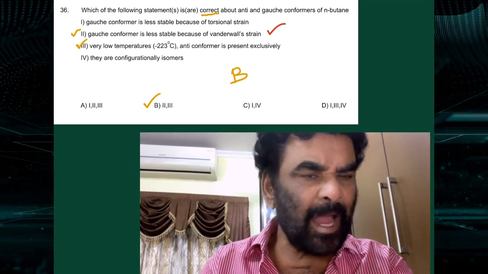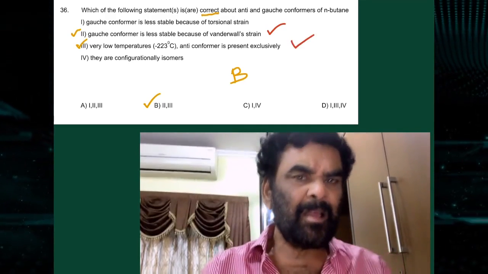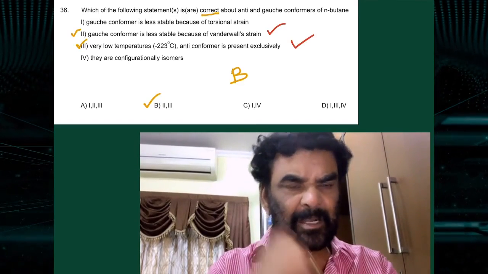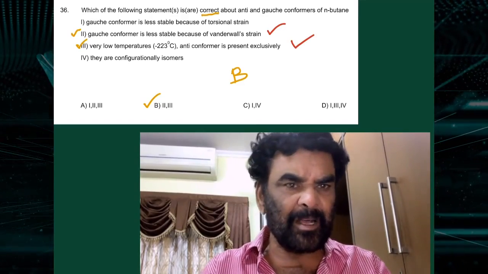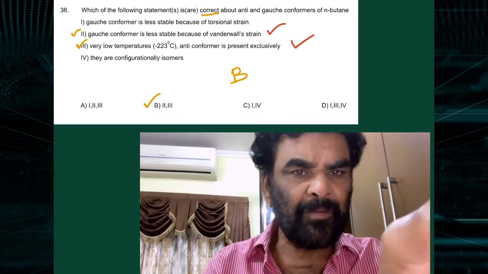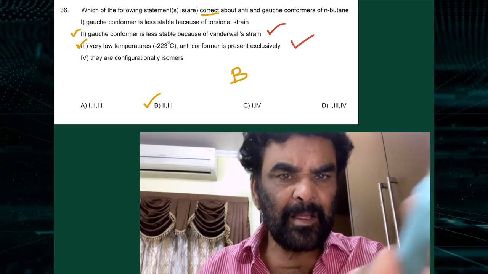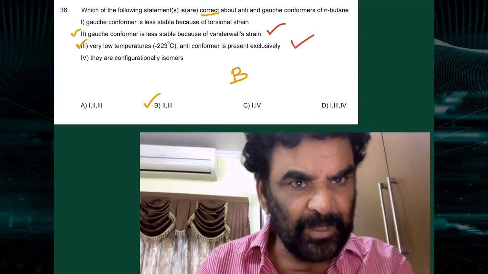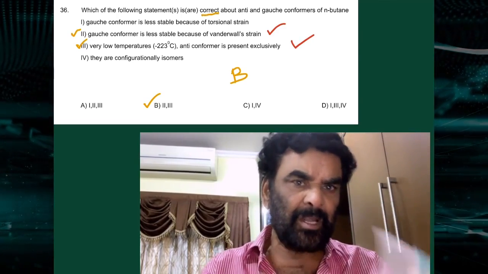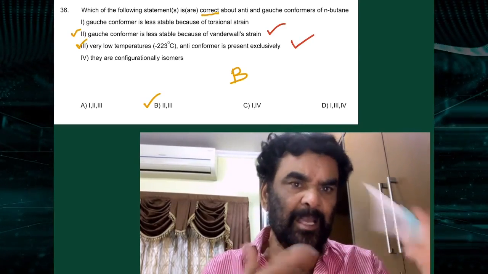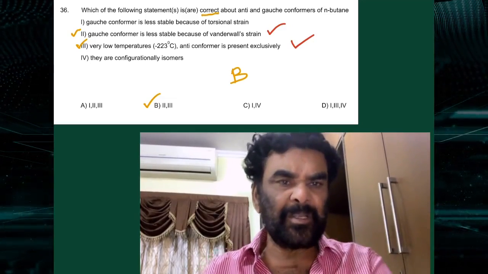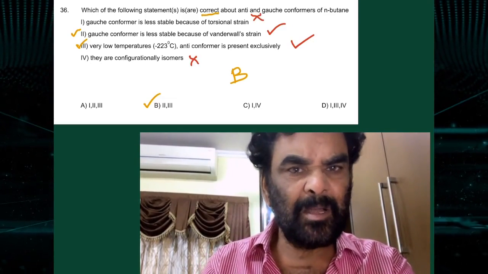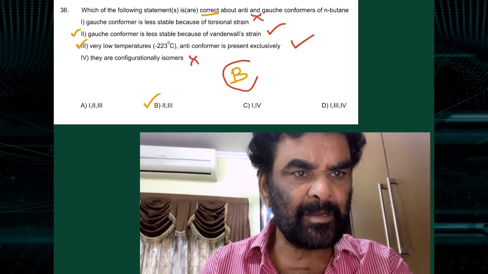At very low temperatures, the anti-conformer is present. Yes, the anti-form is more stable. Therefore, under low temperature conditions, it solidifies only in the anti-conformer. They are configurational isomers? No, they are conformational, not configurational; they are formed due to single bond rotation. Therefore, that is not correct. So only 2 and 3 are correct. So B is correct.